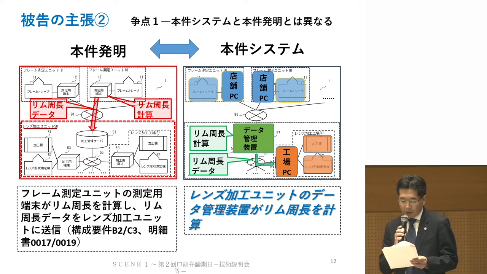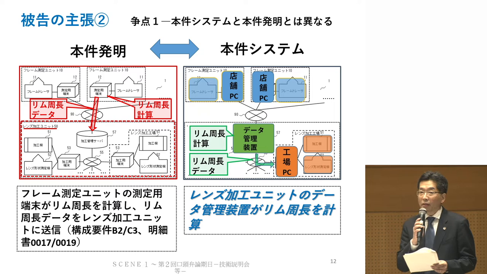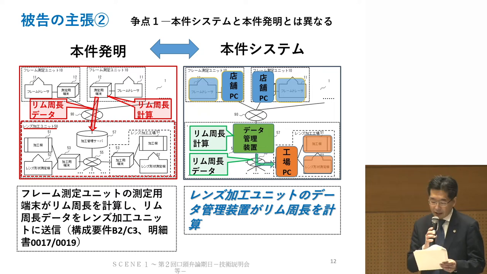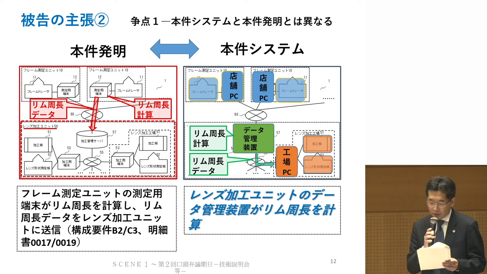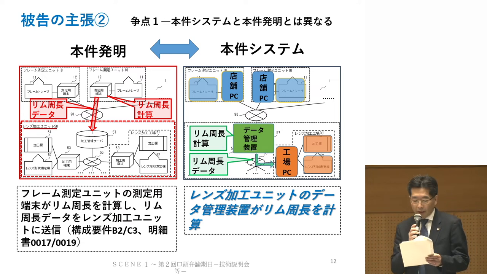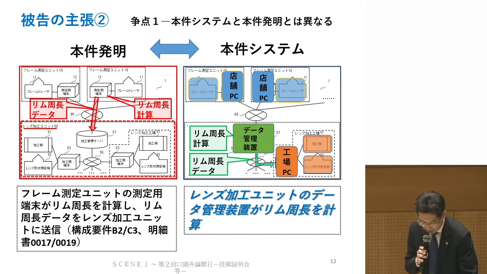Furthermore, the claim that the frame tracer is also part of the frame measurement unit is a clear departure from the usual meaning of the word terminal or unit. There is no description in the specification or drawings to support such an interpretation. It is also a technical point, but the only data management device also serves as a measurement terminal for all optician shops. Therefore, this system is different from the invention.